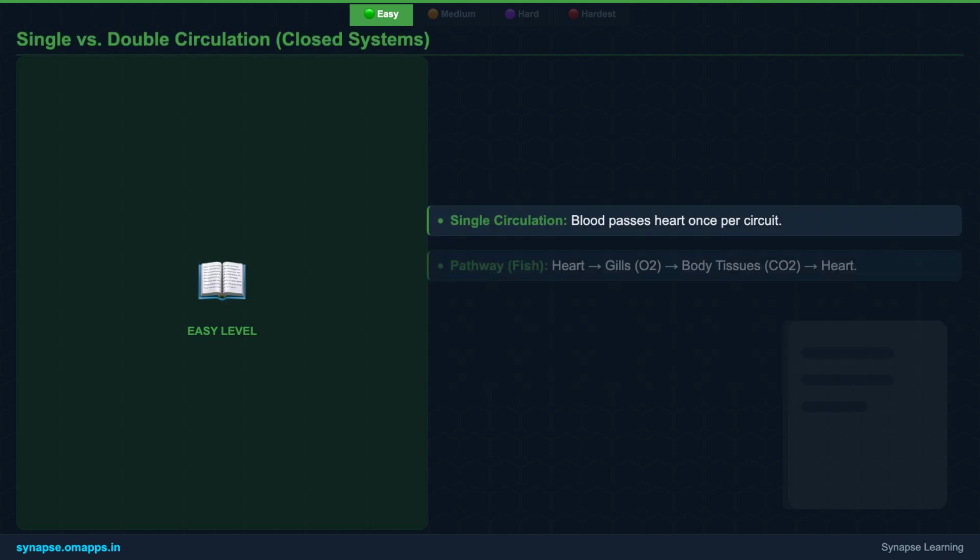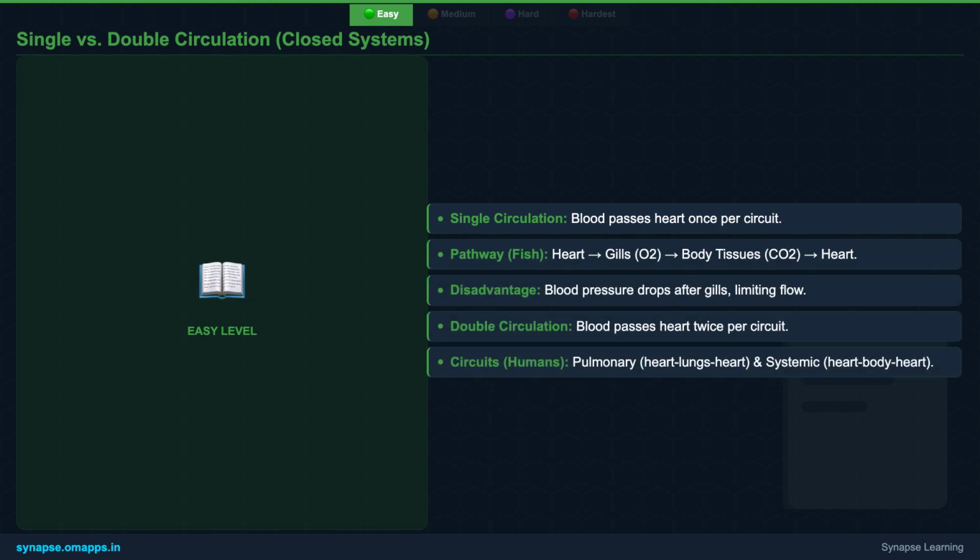Within closed circulatory systems, we further distinguish between single and double circulation. In single circulation, as seen in fish, blood passes through the heart only once during a complete circuit. The heart pumps deoxygenated blood to the gills for oxygenation, and then this oxygenated blood flows directly to the rest of the body before returning to the heart. The downside is that blood pressure drops significantly after passing through the delicate gill capillaries.